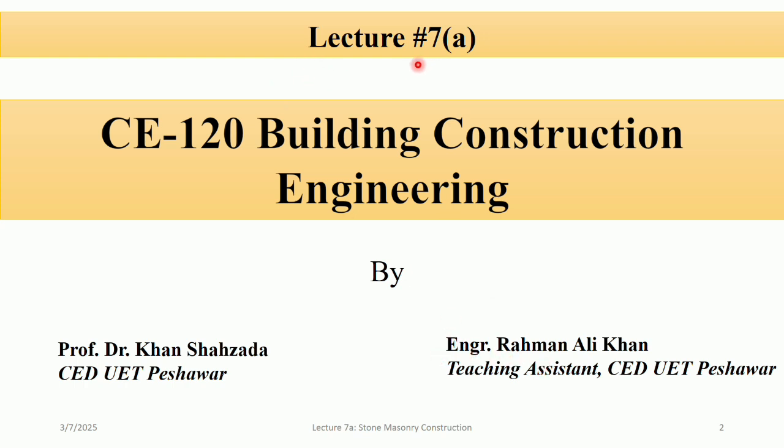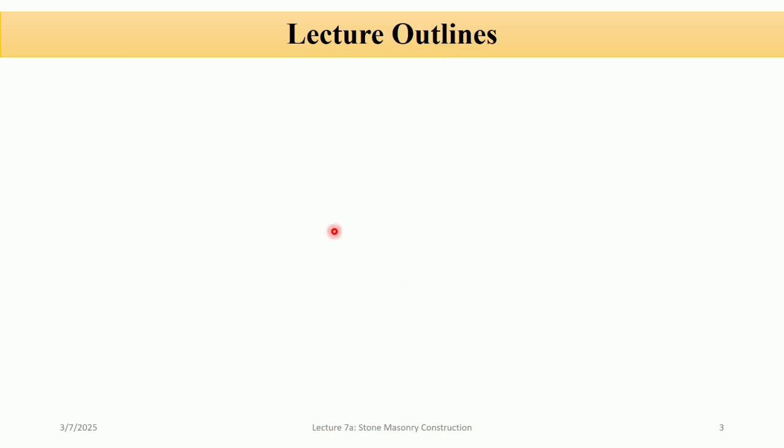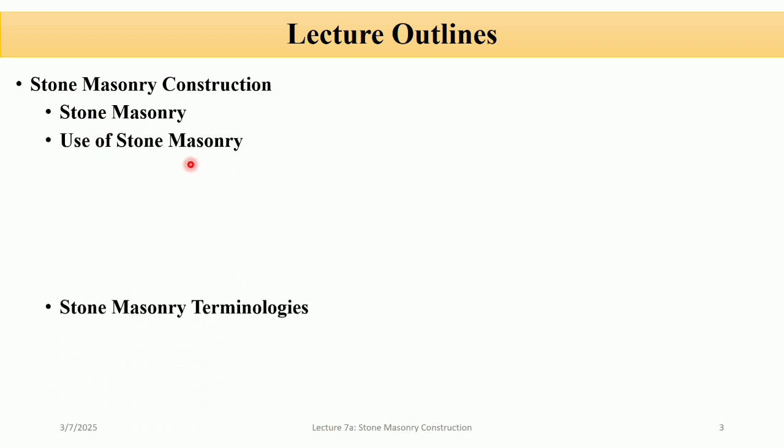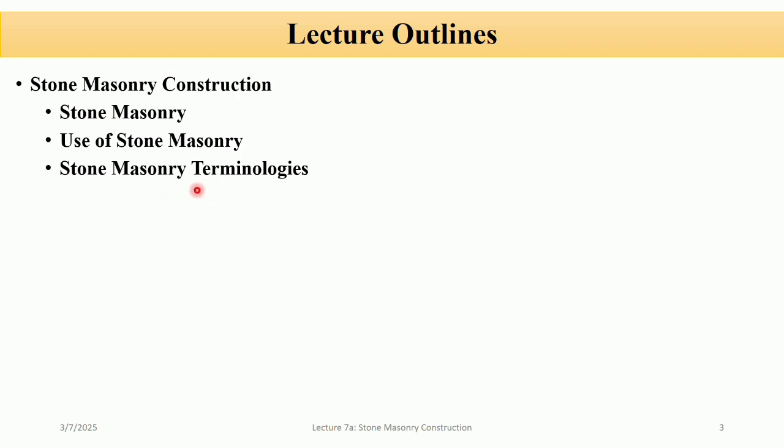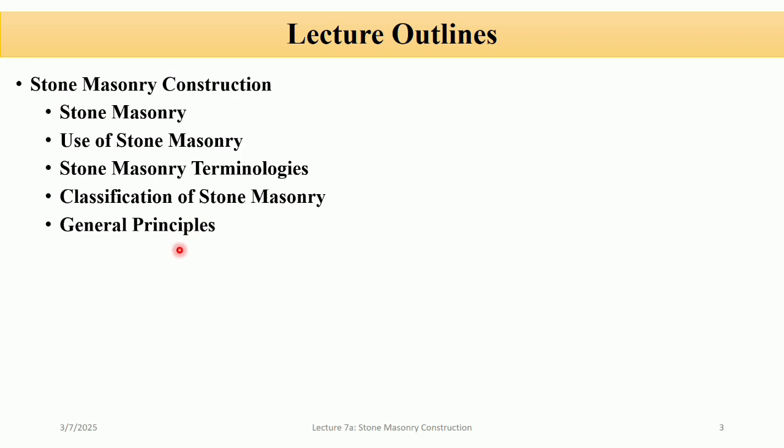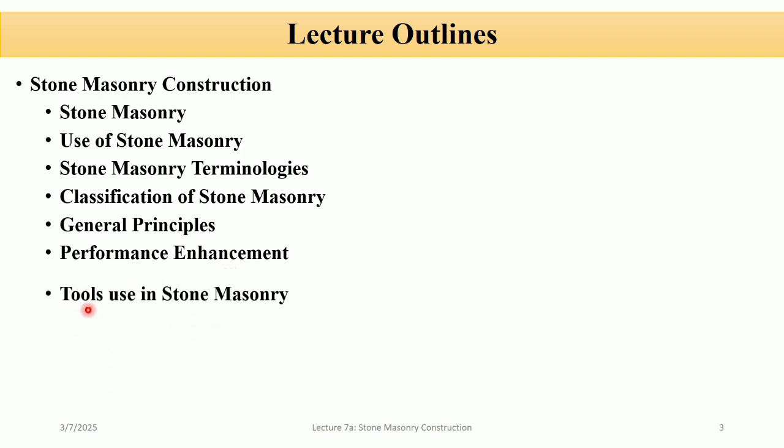Let's start lecture number 7, part A of Building Construction Engineering. The outline of this lecture: we will discuss stone masonry construction. We will define stone masonry and discuss its uses. After that, we will define and discuss different terminology used in stone masonry, and then the classification of stone masonry, the general principles used for stone masonry construction, and performance enhancement. Lastly, we will discuss different tools used in stone masonry construction.